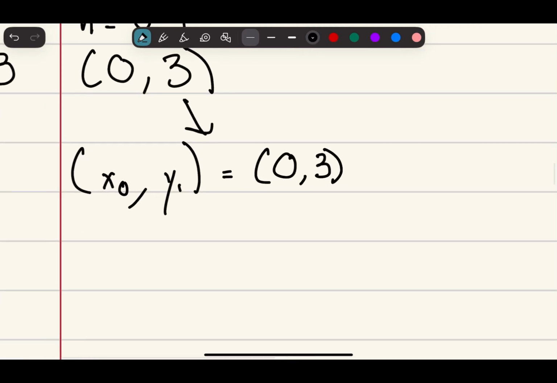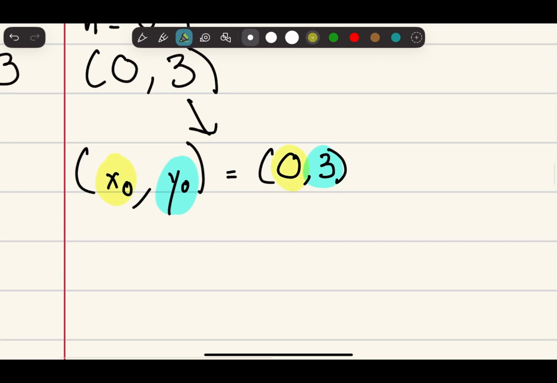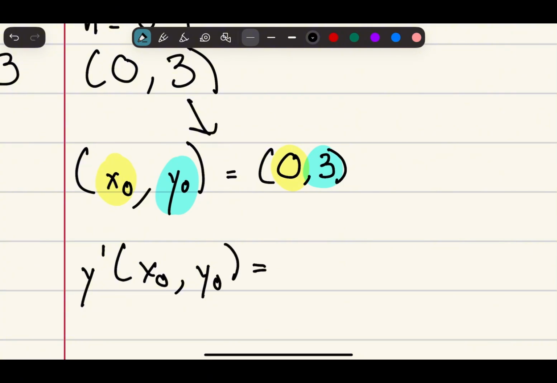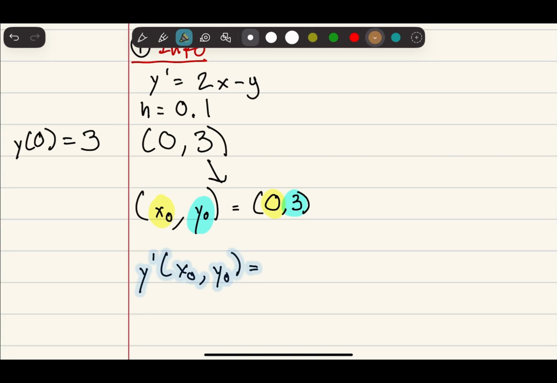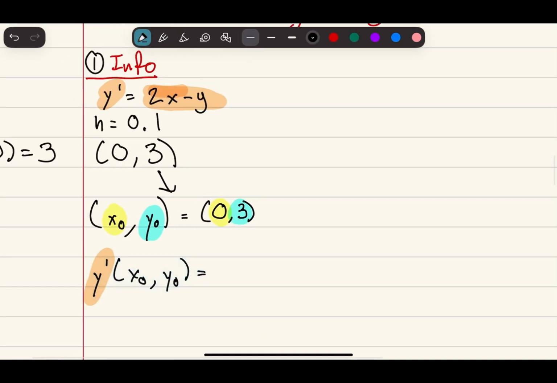I do like to highlight these just because it keeps my work very organized and I understand what is what. I like to use yellow for the x. And then we have a y, x. This is also going to be very essential to our formula. We're going to be plugging the x and y into our function here.